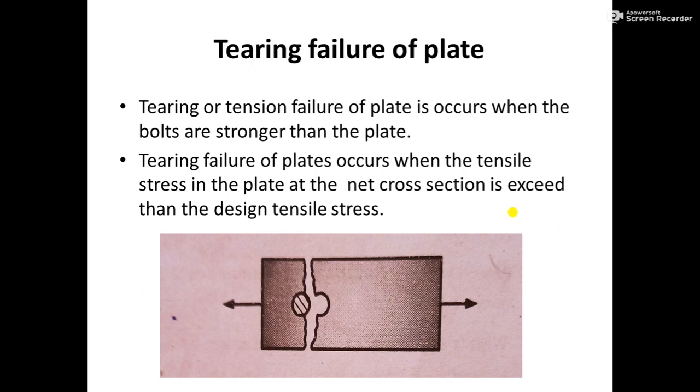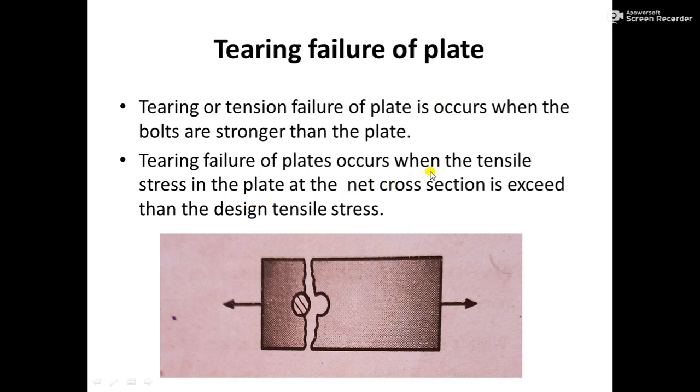In tearing failure of plate, tearing or tension failure of the plate occurs when the bolts are stronger than the plates. That is, here the bolt remains intact, but the plate is torn off. That is totally crushed, totally cracked. Such failure is known as tearing failure of plate.